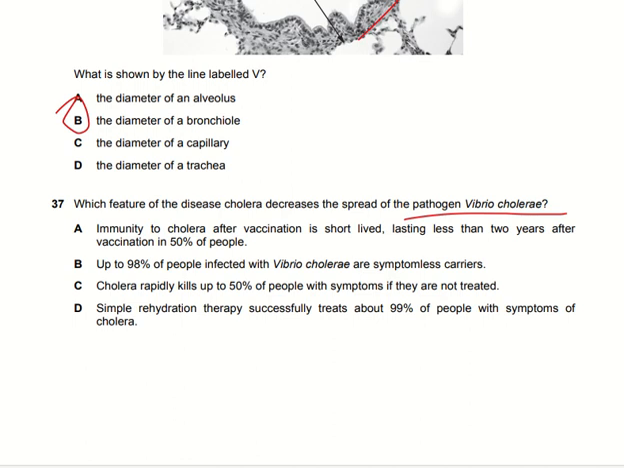Immunity to cholera after vaccination is short-lived. No, it is not related to it. It is not short-lived. It lasts for more than 2 years. Up to 98% of the people affected with Vibrio cholerae are symptomless carriers. No, they show symptoms. Cholera rapidly kills up to 50% of the people with symptoms if they are not treated. It does not rapidly kill. It takes some time.